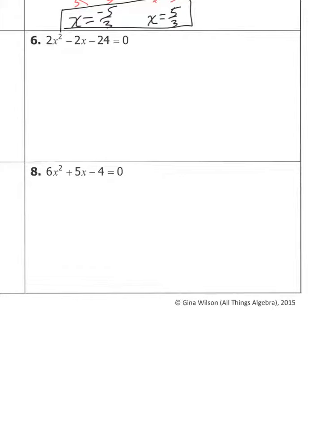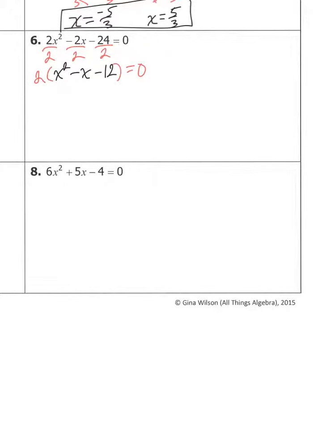Okay, so hopefully you discovered that there is a greatest common factor of 2. So we're going to take this out in front, and we get x squared minus x minus 12. Now, because this greatest common factor of 2 doesn't have a variable in it, I can actually divide both sides by 2 to get rid of it.